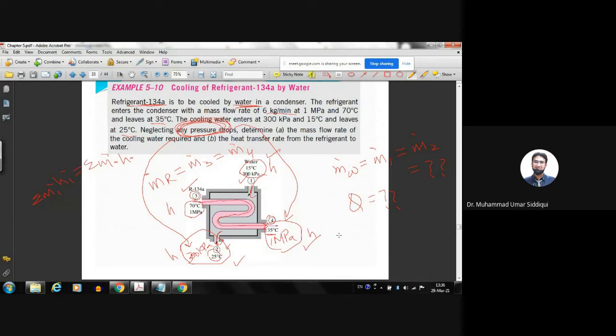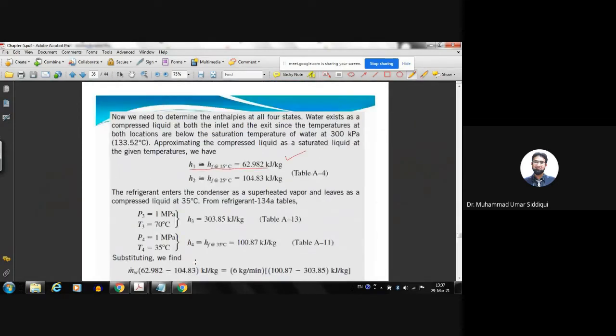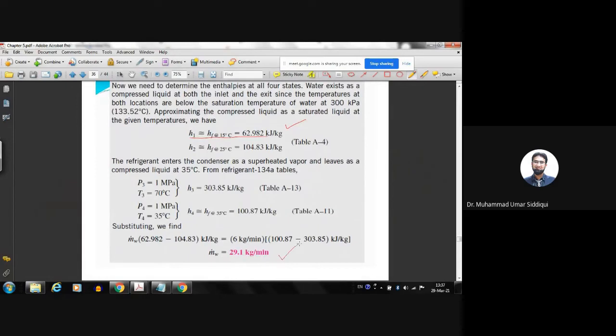Once we have this, we know the mass flow rate of the refrigerant, so we know m3 and m4. There is only one mass flow rate left, which is the mass flow rate of the water. So in this equation we have everything known: h1, h2, h3, h4, and the mass flow rate of the refrigerant. We can determine the mass flow rate of the water. Do you understand how we determine the mass flow rate of water? Sir, I get it. Okay.